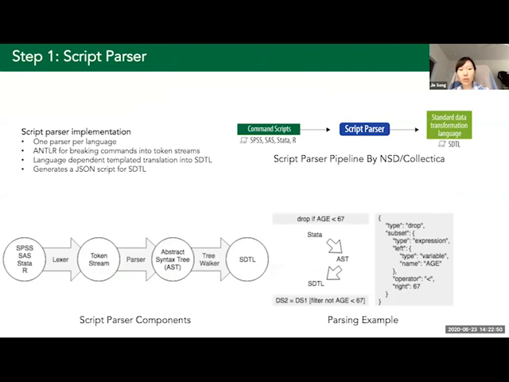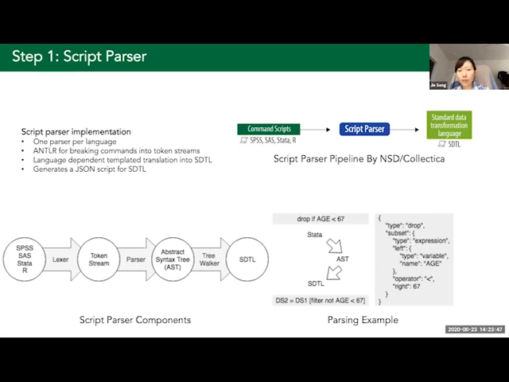So then I will briefly introduce some of the major steps in C2 metadata. First is the script parser that takes the command script as the input and creates the SDTL script in JSON format as the output. This is developed by NSD and Eclectica, as they are in charge of different languages, as we have one parser per language. For different languages, we create ANTLR rules to break the command into token streams. Then these token streams will be reorganized into an abstract syntax tree. The tree walker will work over the AST and convert it into SDTL in a templated way. Then SDTL is outputted as a JSON script.